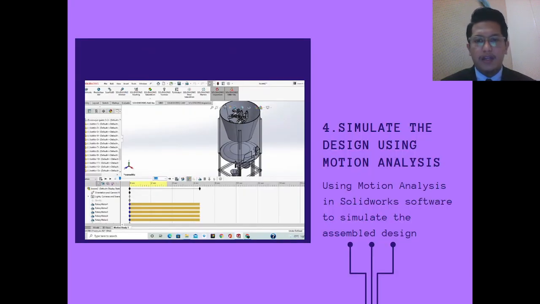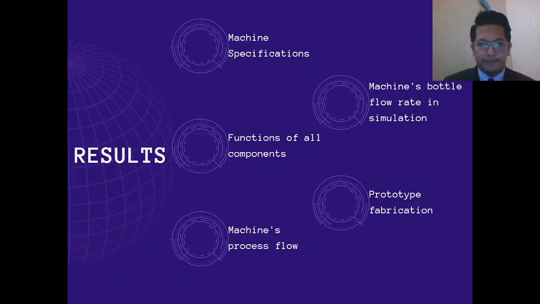Then I simulate the design using motion analysis by setting the motor at 100 RPM, and for 6.6 minutes we can calculate how many bottles can be supplied to the production line.